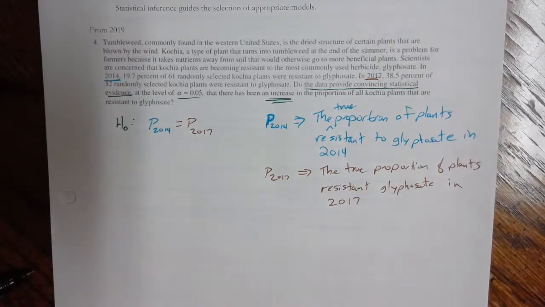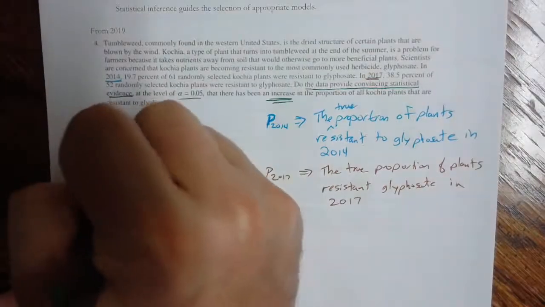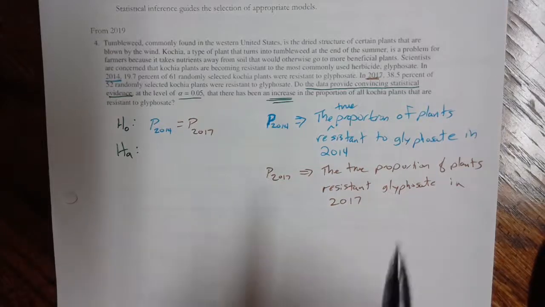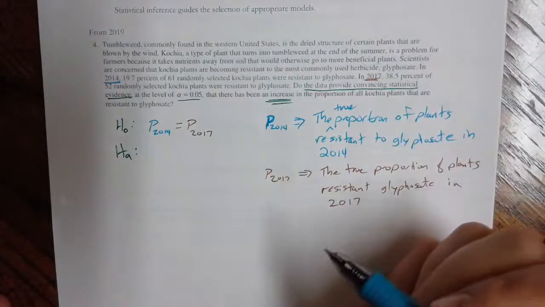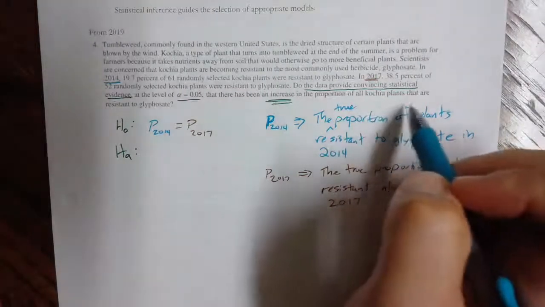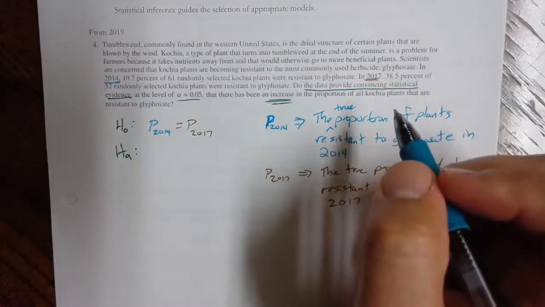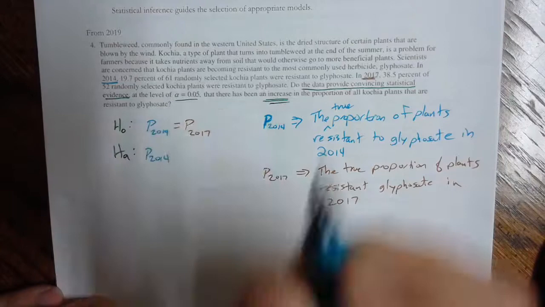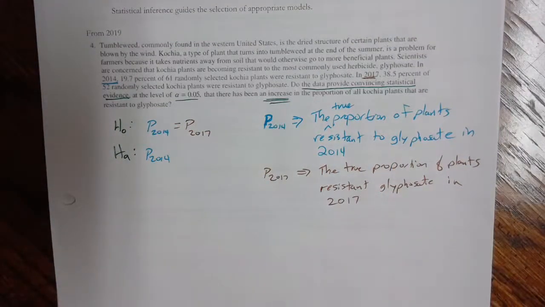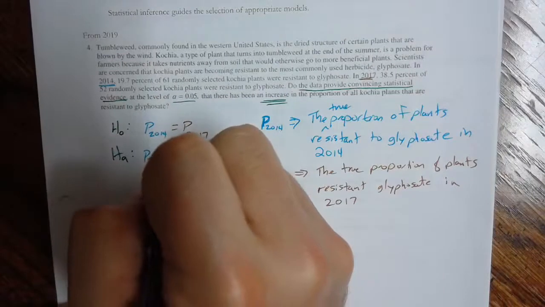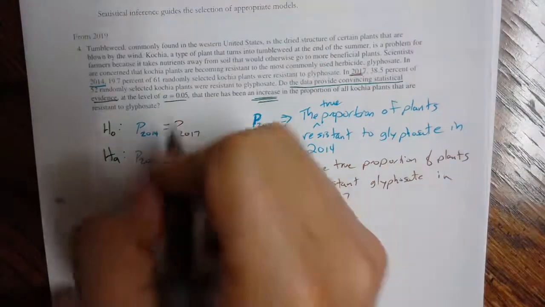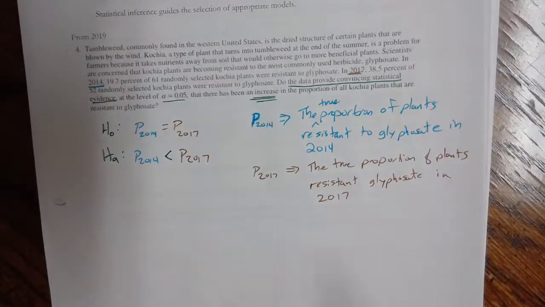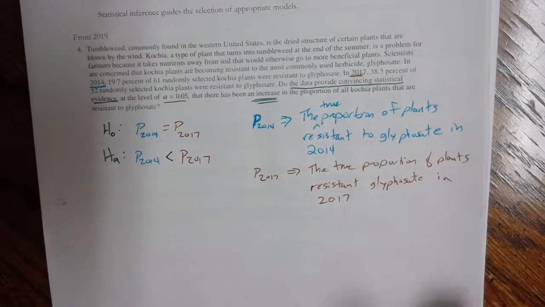And the alternative hypothesis, this is the one that maybe is the belief in this case, and in this case they want to know if there's been an increase in the proportion of all Kochia plants that are resistant to glyphosate. So if I keep the same similar notation here, what we're trying to see is if there's now an increase, which would make 2014 less than 2017. So what we're going to test is really using our samples, is this true now, based on what we collected for our data in the previous years.